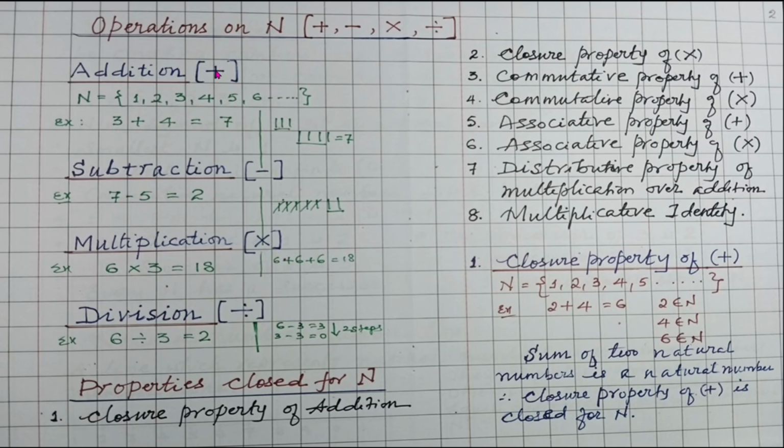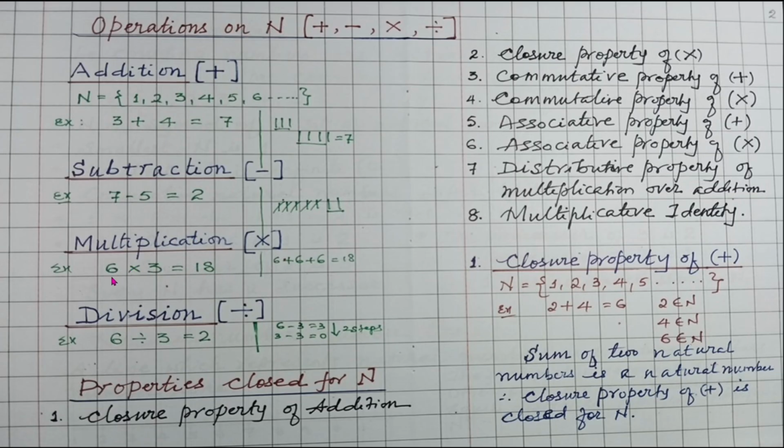Now, let us understand about addition. When we take two natural numbers 3 and 4, when we add we get 7, again a natural number. Therefore, addition is possible for a set of natural numbers. Subtraction. When you take a natural number 5 and subtract it from 7, we get 2. 2 is again a natural number. That means subtraction is possible for a set of natural numbers, but not always possible because we cannot subtract a bigger number from a smaller number. The number will be a negative number, which is not possible for a set of natural numbers.